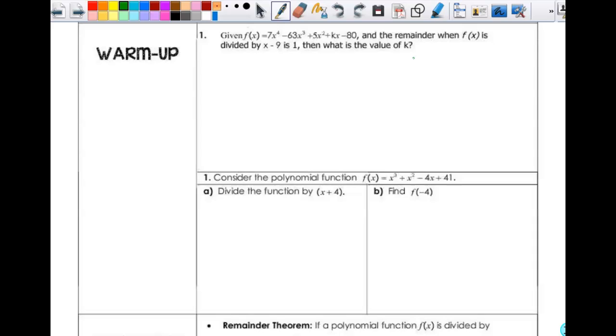Okay, so there's a k. They tell us some other things. Looks different than what we did yesterday. But if you know going in, because I'm telling you, we're going to use synthetic division, we're going to start it just like we did all of the rest of them, right? So I've got my polynomial. I'm going to write down my coefficients. So my first coefficient is 7, then negative 63, then 5, then k, then negative 80.